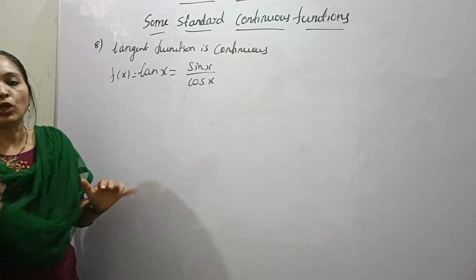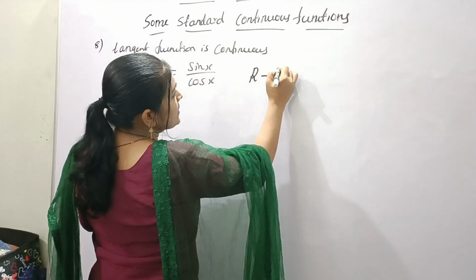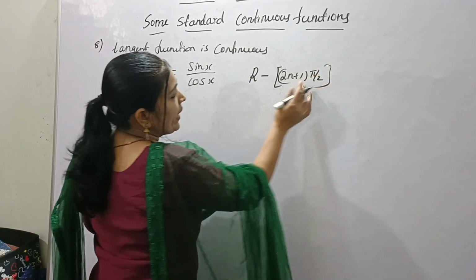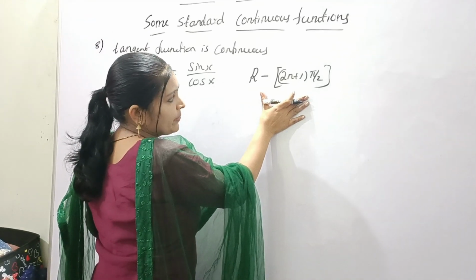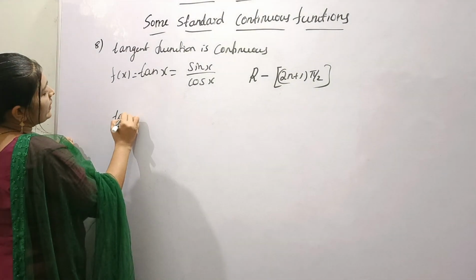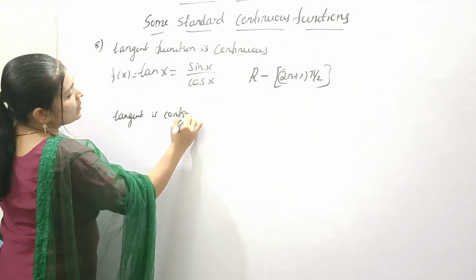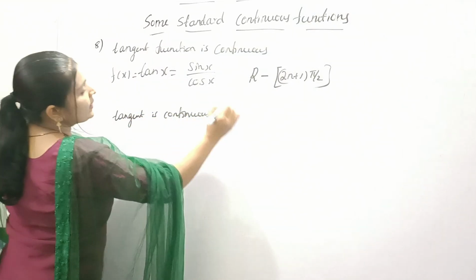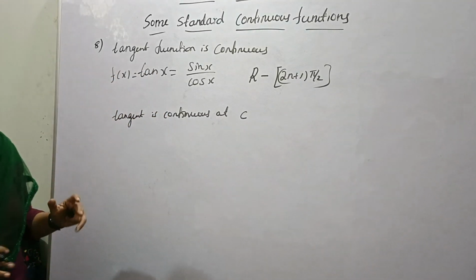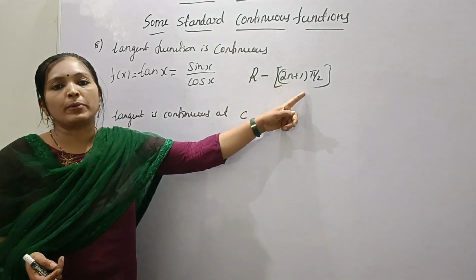But here, what is the domain? The domain of the tan function is R minus (2n plus 1) pi by 2. Okay, it is the domain of the tangent function. Therefore the tangent function is continuous at c, if we take any point from the domain, that means c belongs to R minus (2n plus 1) pi by 2.